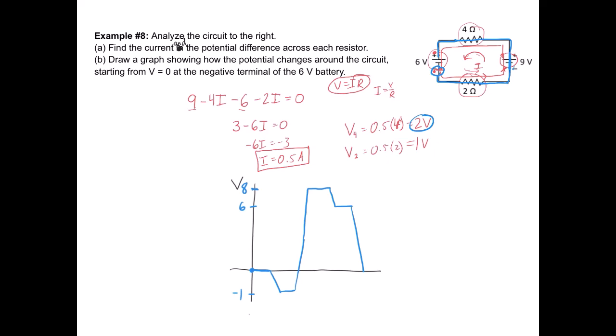So your graph should look something like this. It doesn't have to look exactly like this, doesn't have to be perfect, but the idea of starting at 0, going down to -1, going up to +8, down to 6, and then back to 0 again, that's exactly what we're looking for. All right?